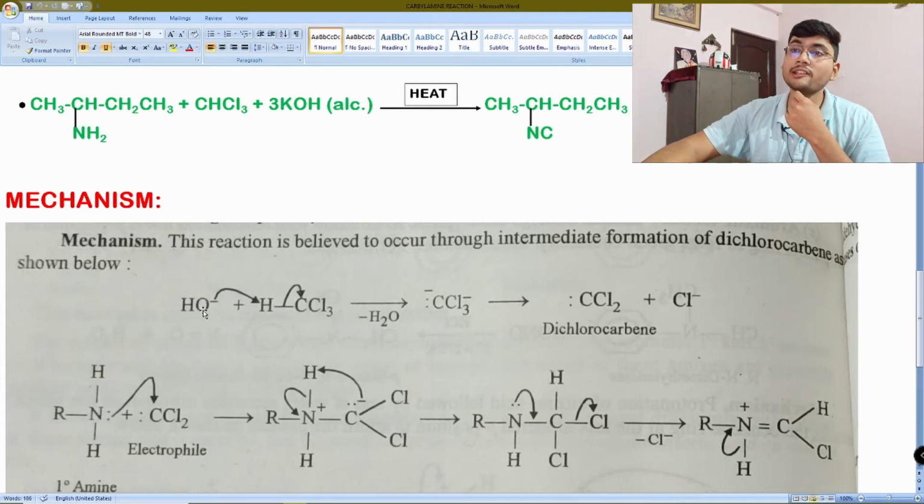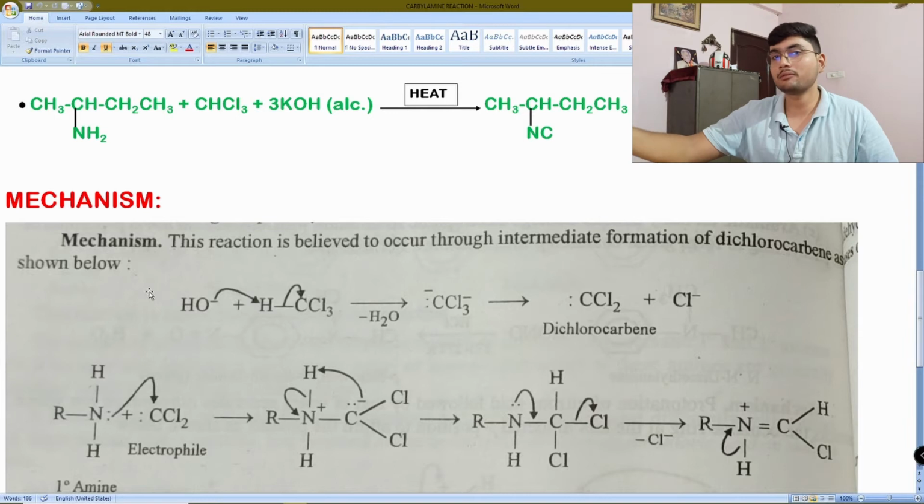The OH minus will react with chloroform and take H plus from the chloroform, and water will be removed. So what you will get is CCl3 minus. Now it is an unstable compound.